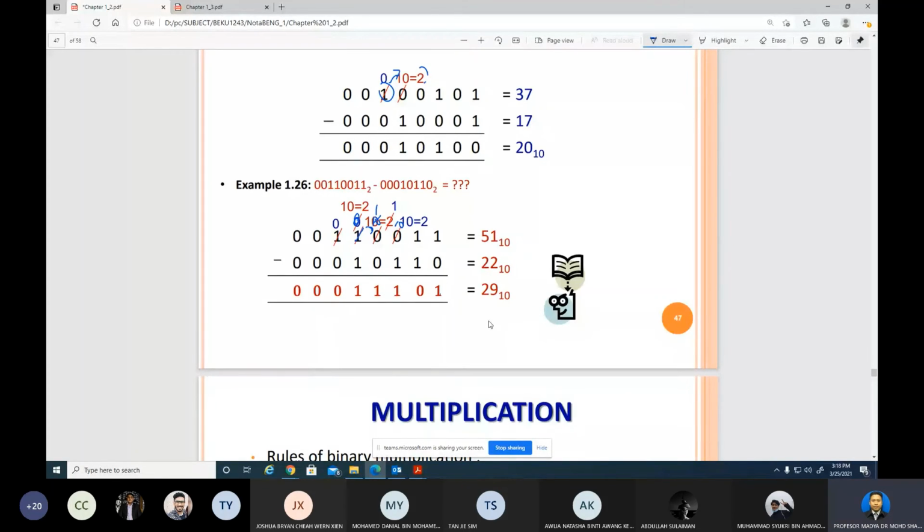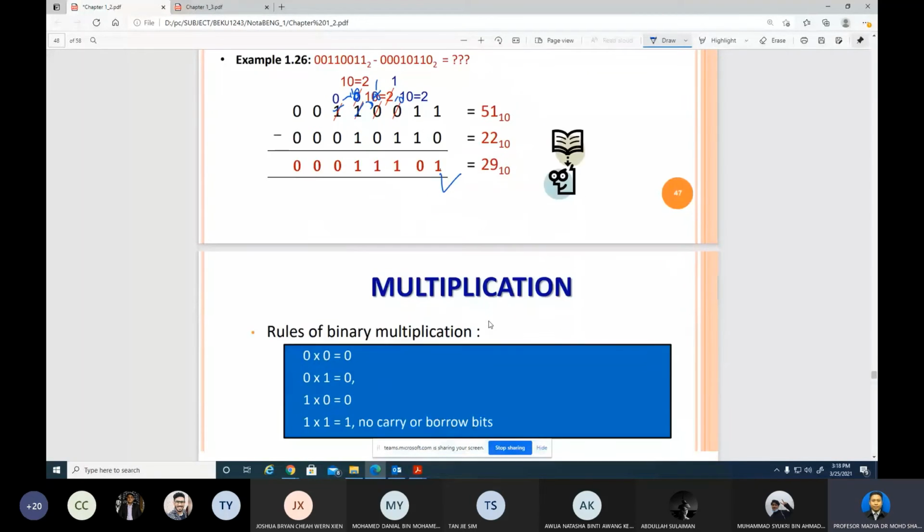2 minus 1 will be 1, and then 1 minus 0 will be 1. Then 0 minus 1 cannot, so we have to borrow from the most significant bit here, and then this one will be 1, 0. 1, 0 minus 1 will be 1, and the rest will be 0, 0, 0, 0. So that is the answer. That's simple binary arithmetic for addition and subtraction, and you can see the multiplication next.